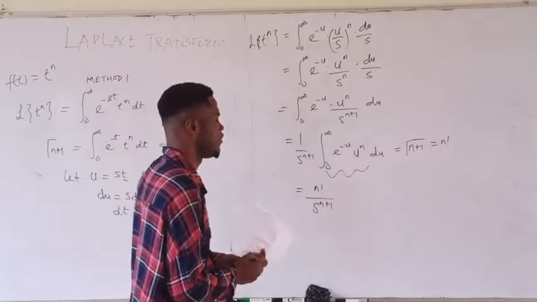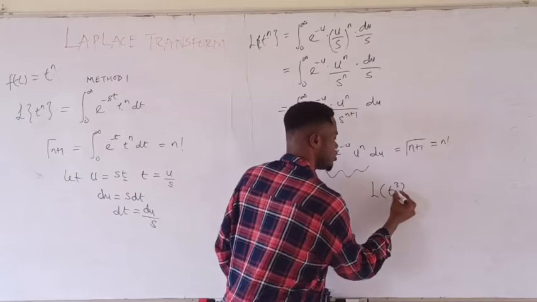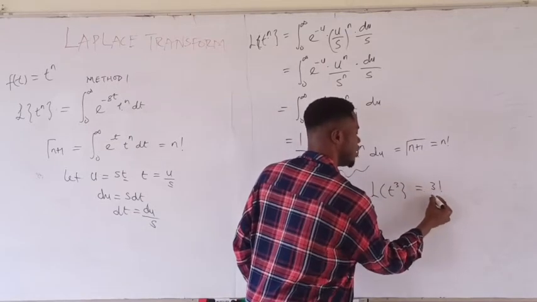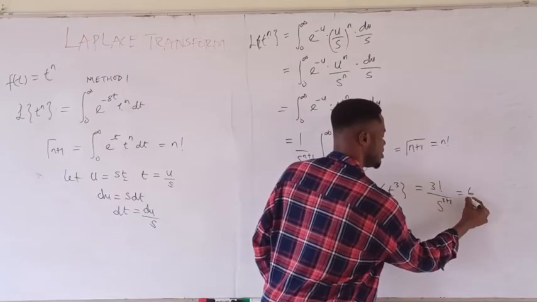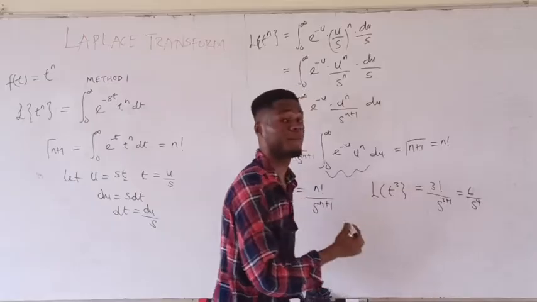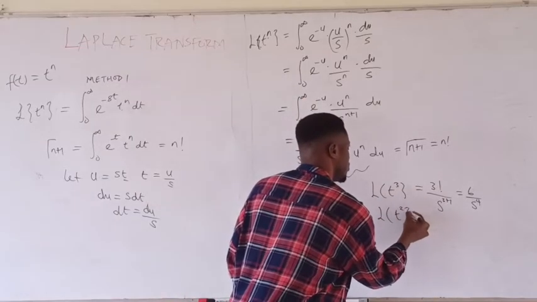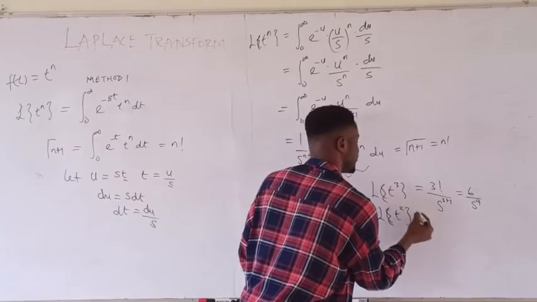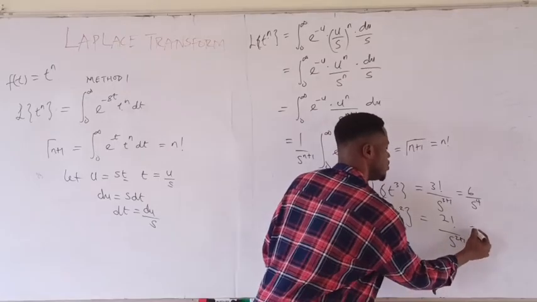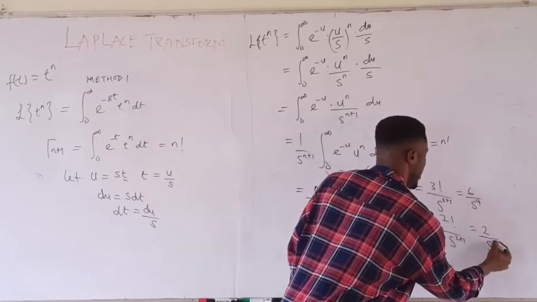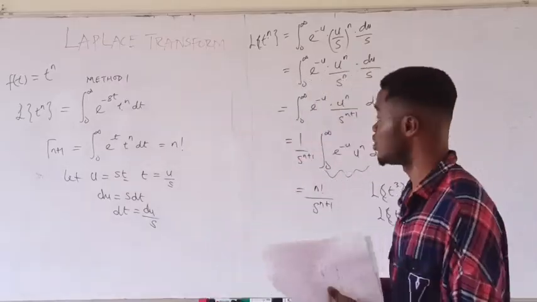Now, for example, if we are asked to find the Laplace of t raised to the power of 3, this is basically equal to 3 factorial divided by s to the power of 3 plus 1, which is equal to 6 divided by s to the power of 4. If we're asked to find the Laplace of t raised to the power of 2, this is basically equal to 2 factorial divided by s to the power of 2 plus 1, which is equal to 2 over s to the power of 3. So this is how to analyze the Laplace of t raised to the power of n.